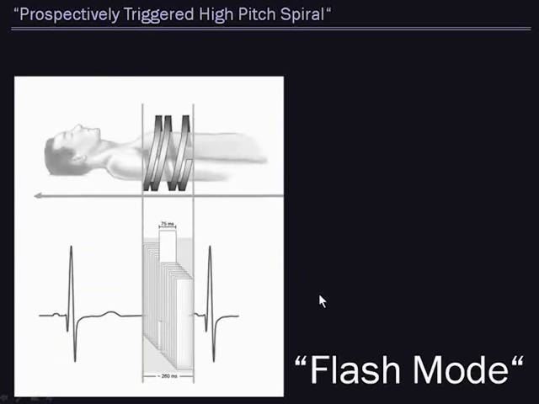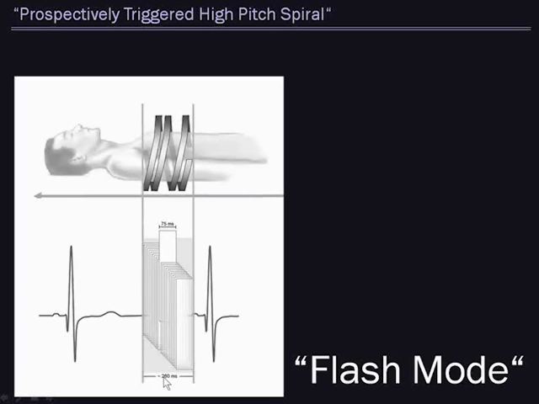Finally, there's a new scan mode for the newest dual source CT, the so-called flash mode. The flash mode is sort of a hybrid between a spiral acquisition and a prospectively triggered scan, because it's a prospectively triggered spiral acquisition with a very high pitch, which means that the patient table moves very rapidly during acquisition. It moves so fast that the entire volume of the heart can be acquired in about 260 milliseconds. Images are reconstructed with a temporal resolution of 75 milliseconds per image.